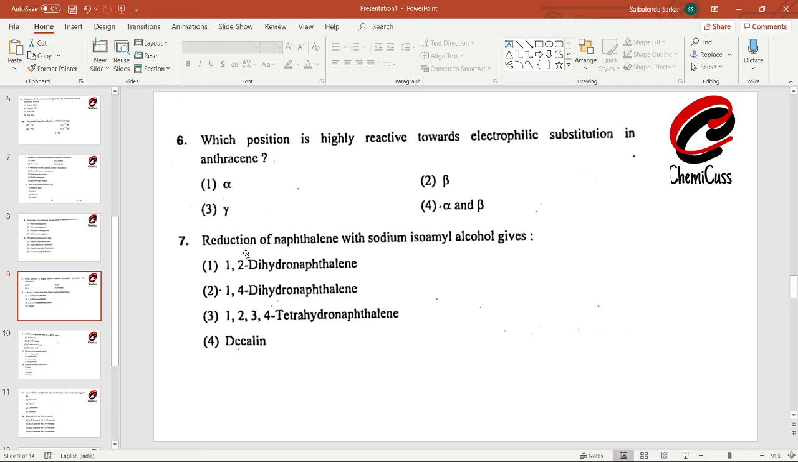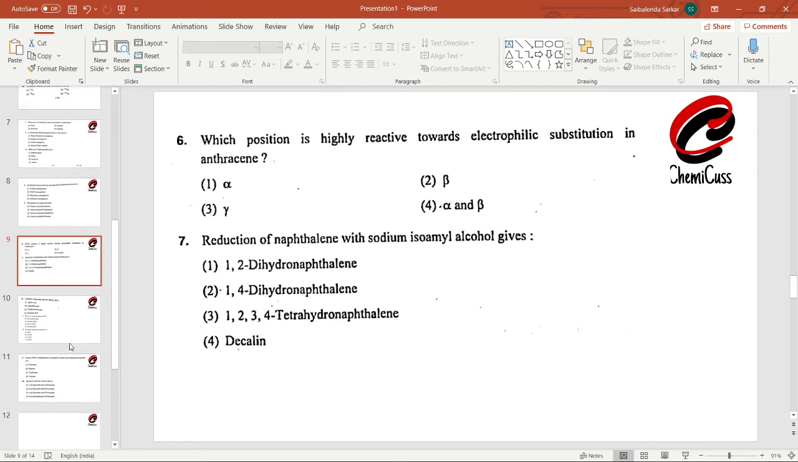Next, question number 7: the reaction of naphthalene with sodium and isoamyl alcohol gives what product? Option number 3, 1,2,3,4-tetrahydronaphthalene, is the correct option here. Again, this type of question is directly mug-up type, because you have to know exactly what the product will be, and you cannot apply any basic concept there.